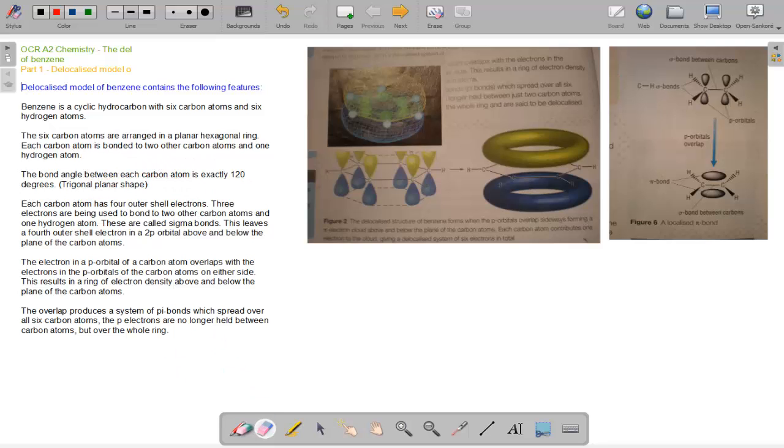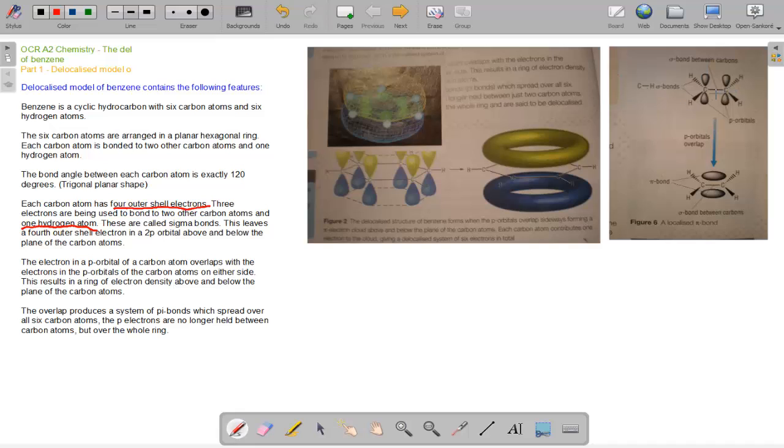Each carbon atom has 4 outer shell electrons. 3 electrons are being used to bond to the 2 other carbon atoms and 1 hydrogen atom. These are called sigma bonds. This leaves a 4th outer shell electron in the 2p orbital above and below the plane of the carbon atoms. The electron in the p orbital of a carbon atom overlaps with the electrons in the p orbitals of the carbon atoms on either side. So, here and here on my p orbitals, above and below, they form what I like to call the donuts, but they're actually just a series of merged pi bonds.